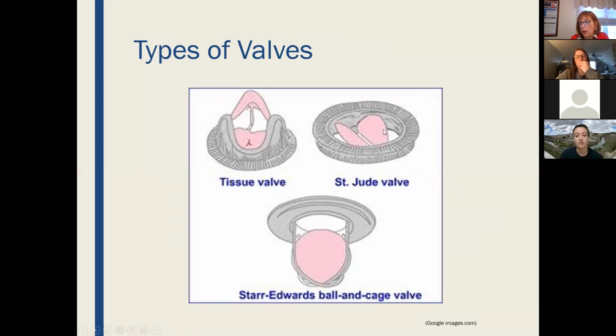This is the St. Jude bivalve. And this is very popular too. And it just opens and closes. You see how simple it is? It's just a flutter valve. Open and close, works well, doesn't take up a lot of space. You know, people have good luck with it.